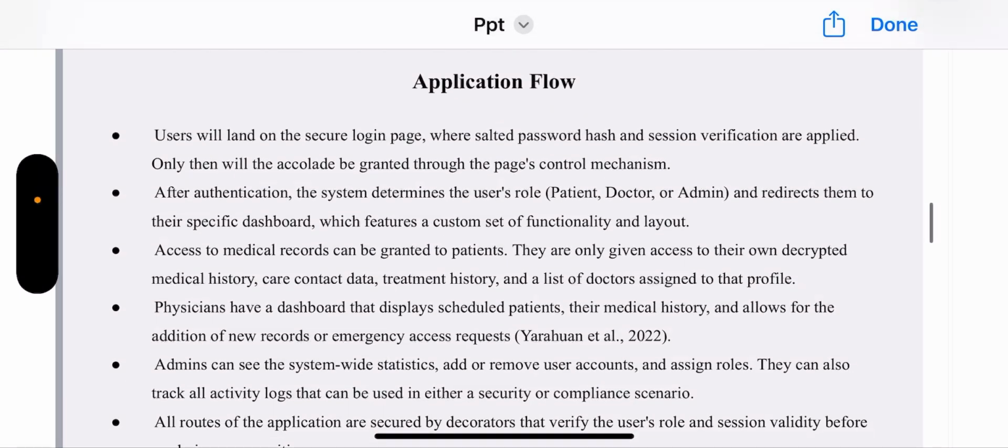And the application flow. The user lands on the secure login page, where salted passwords and session verification are applied so that only credible users get through, granting page control mechanisms and access to the medical records. Patients are only given access to their own decrypted medical history, clear data, treatment history, and the list of doctors assigned to their profile.